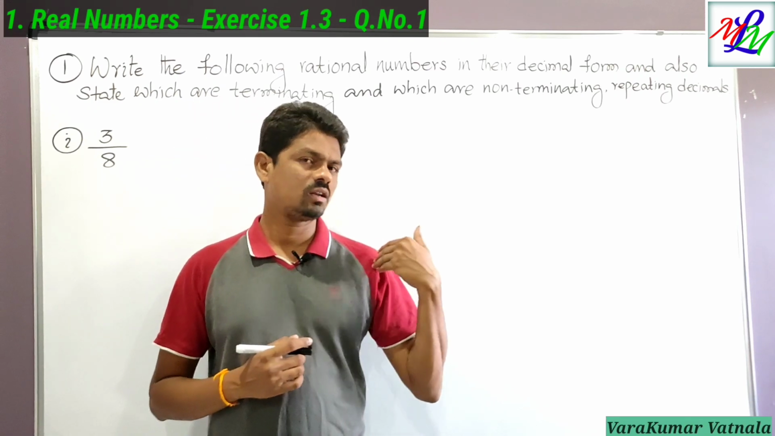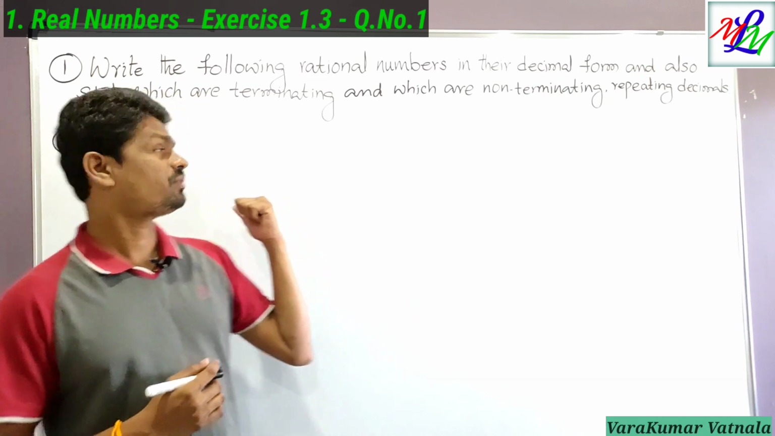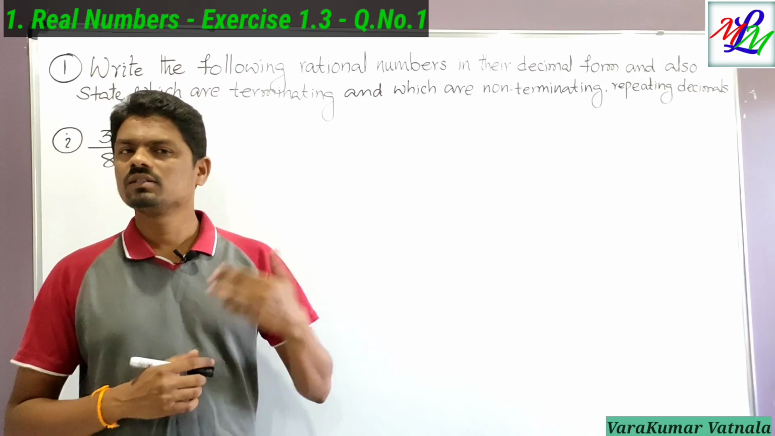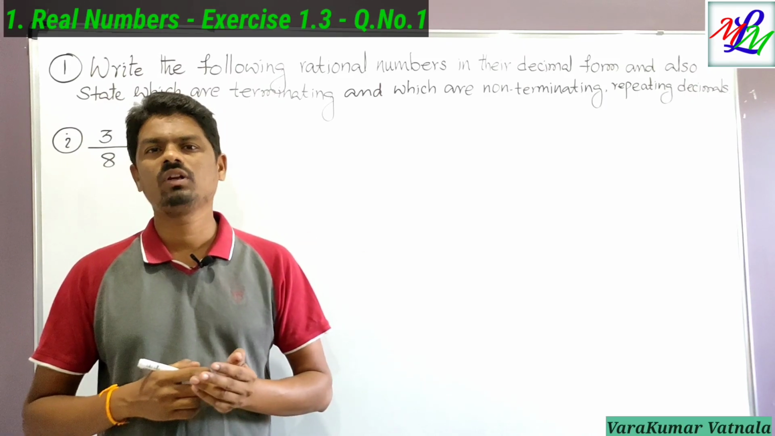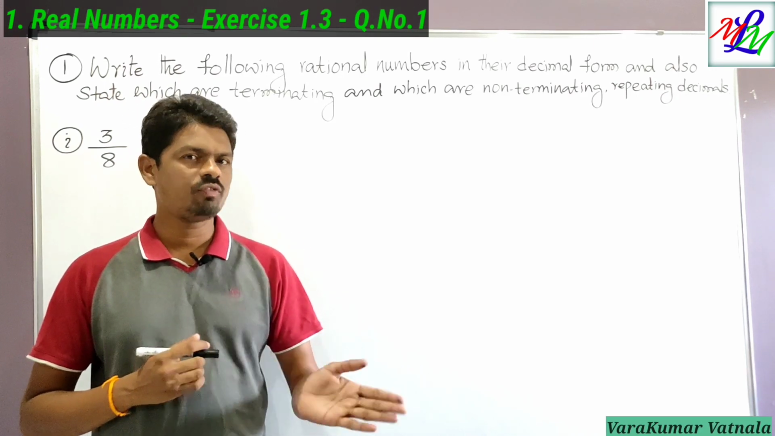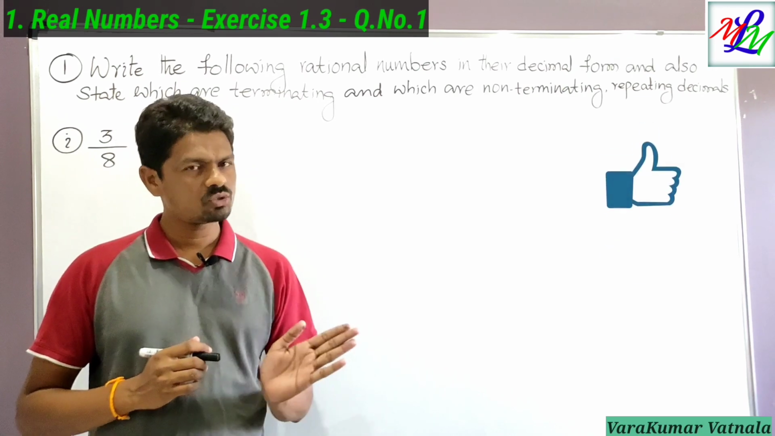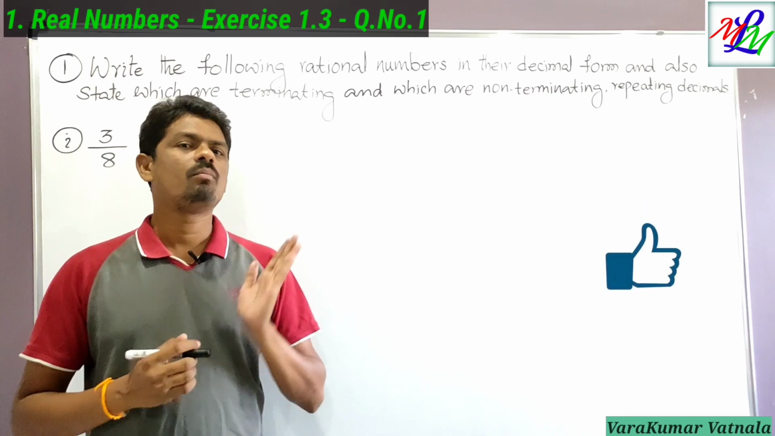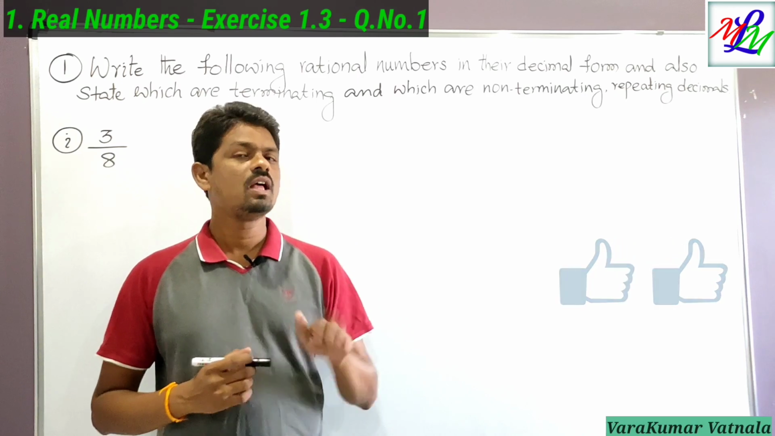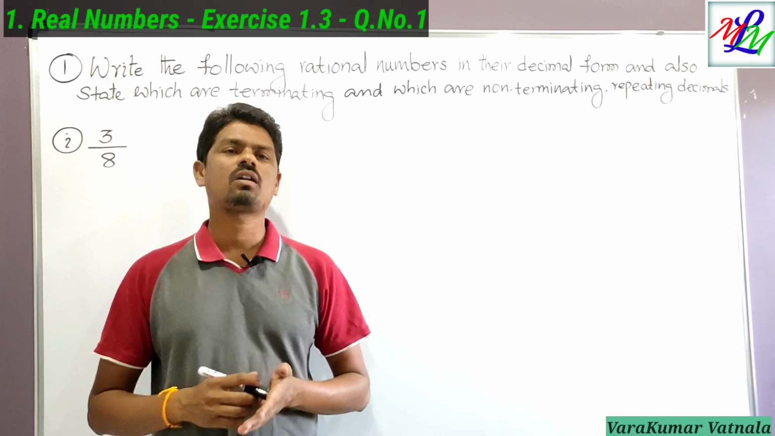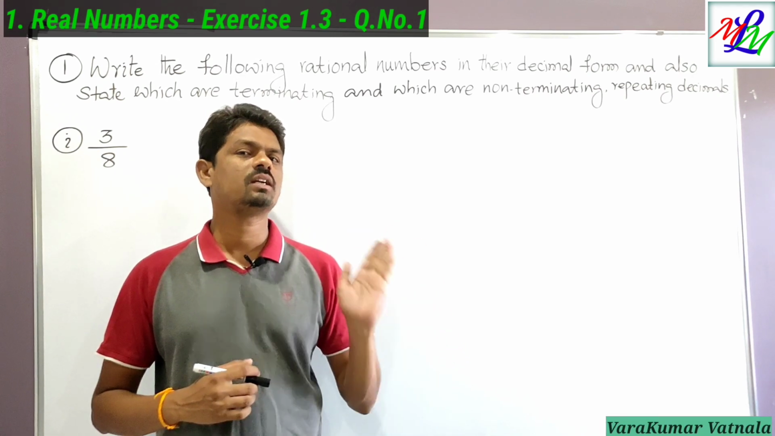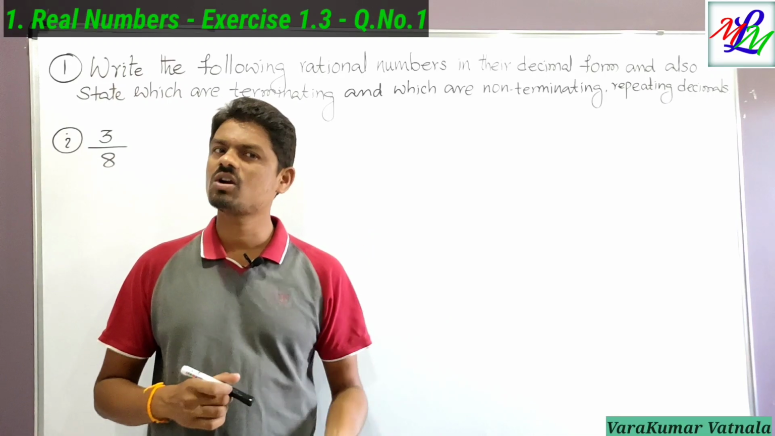There are 5 bits in the first problem. This is the first one, 3 by 8. How can we write the decimal form of the given rational number? Simply by dividing the numerator by the denominator. This is the previous knowledge you are familiar with from the previous class. Then we have to say whether it is terminating or non-terminating repeating. If the division is completed, we can decide that the given rational number has a terminating decimal form. Otherwise it is non-terminating repeating.